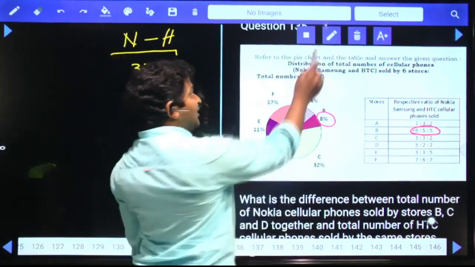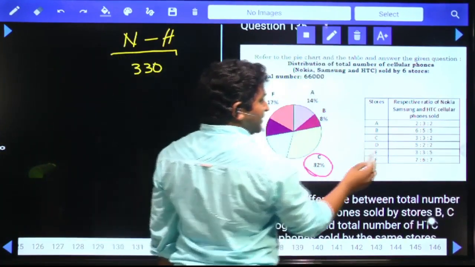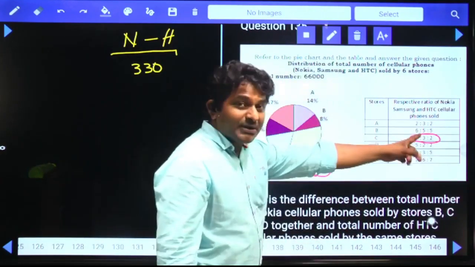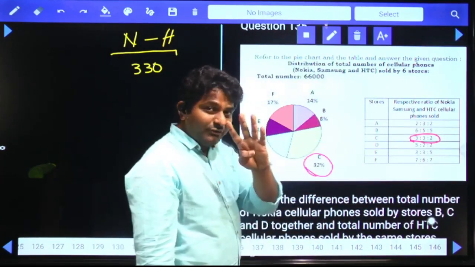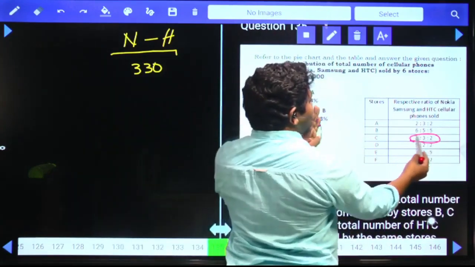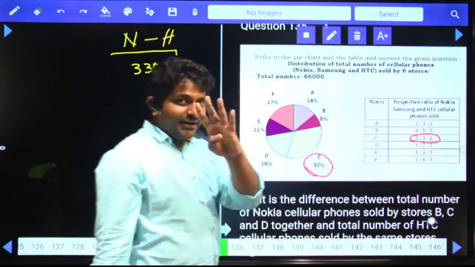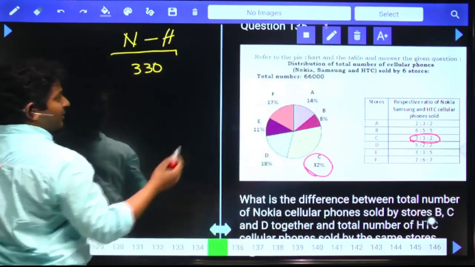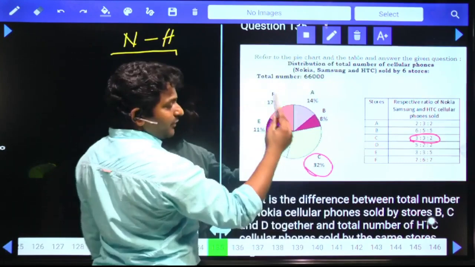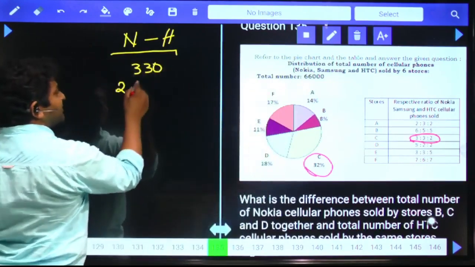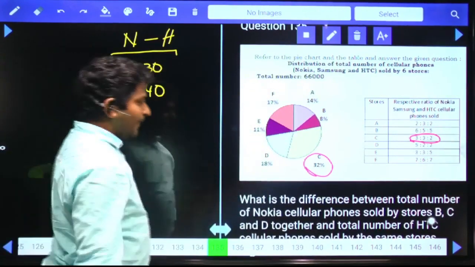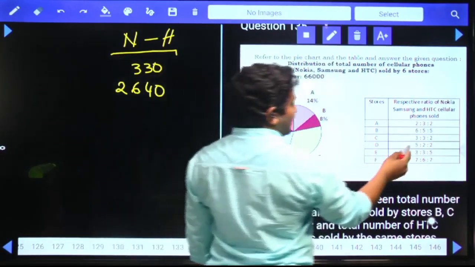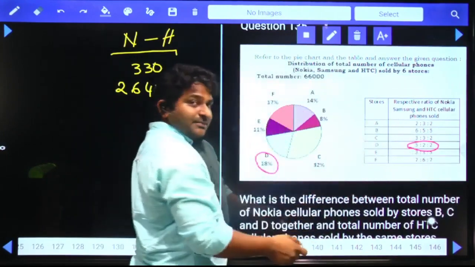Next, see, total we have 32% divided into 8 parts, 3 parts, 3 parts, 2 parts, 8 parts. Each part is equal to 4%. Nokia minus HTC, 1 part, that is equal to 4%. 4 into 660, that is equal to 2400 plus 240, 2640. And then D again we have 18% divided into 9 parts.